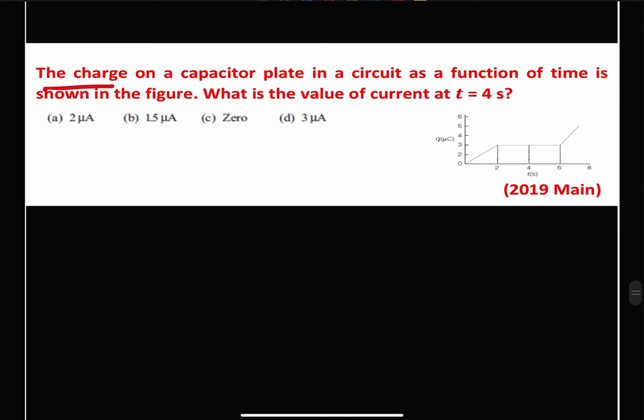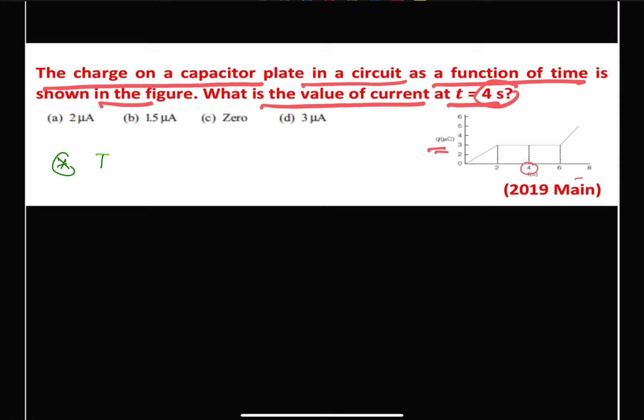The charge on a capacitor plate in a circuit as a function of time is shown in the figure. What is the value of current at t equal to 4 seconds? So basically, the relationship between the charge and the time is given with respect to the graph, and we have to find out the value of the current at t equal to 4 seconds, which is this value. And we know that our current, that is our I, is equal to the rate of change of charge, dq by dt, with respect to time.